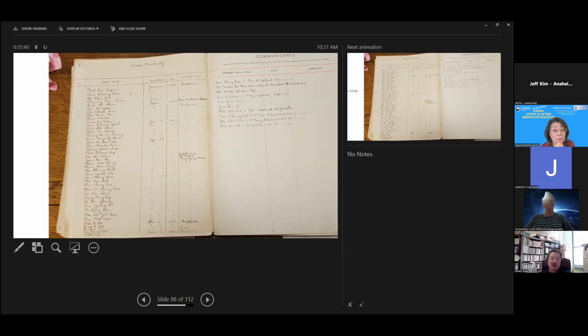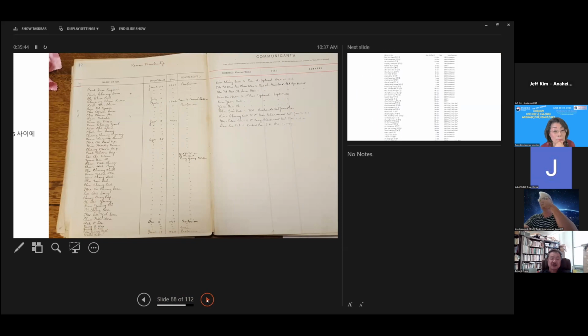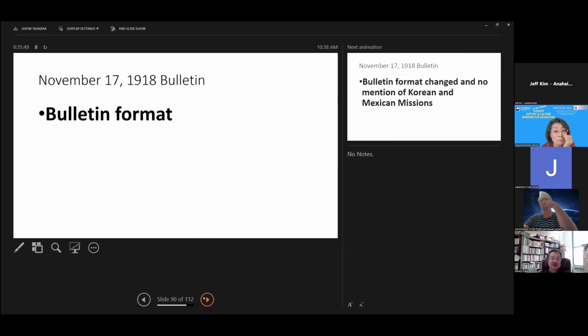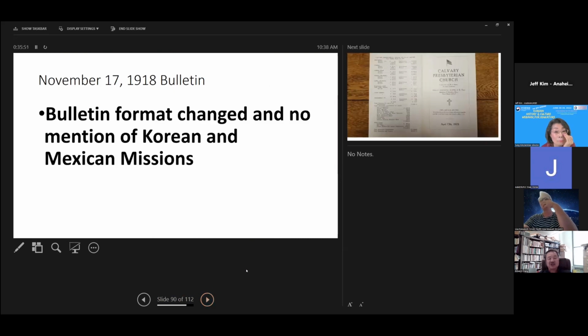I was really able to get their names and identities, and so I was able to compile them. However, in 1918, the bulletin format changed, and Calvary Presbyterian Church no longer mentioned the Korean Mission or Mexican Mission in their bulletin. And so we know the Korean Pachappa camp ceased to exist as of 1918.